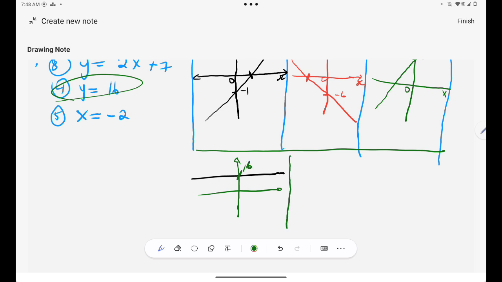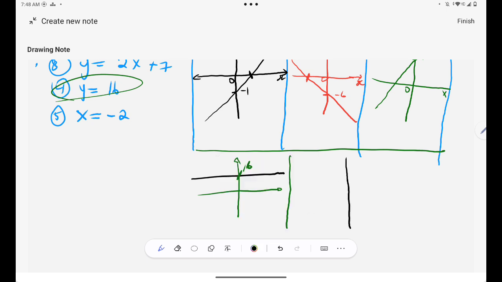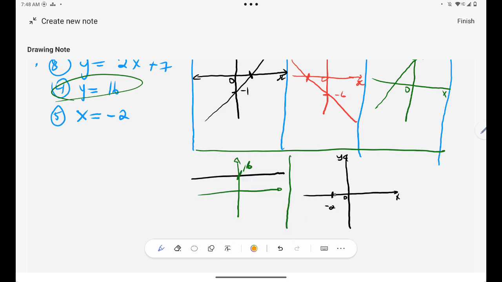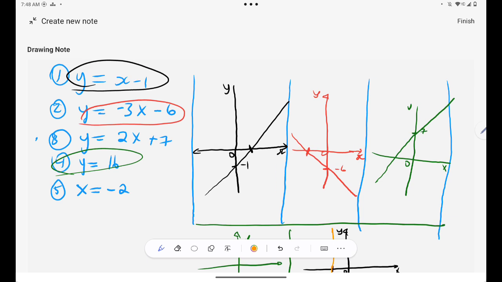And then for the second one, y is 0, x-axis, x is negative 2. Here my gradient is undefined, so I'll just have a vertical line passing at x is equal to negative 2, like this. Are we together? So if I have the equation of the graph, I can easily draw the graph.